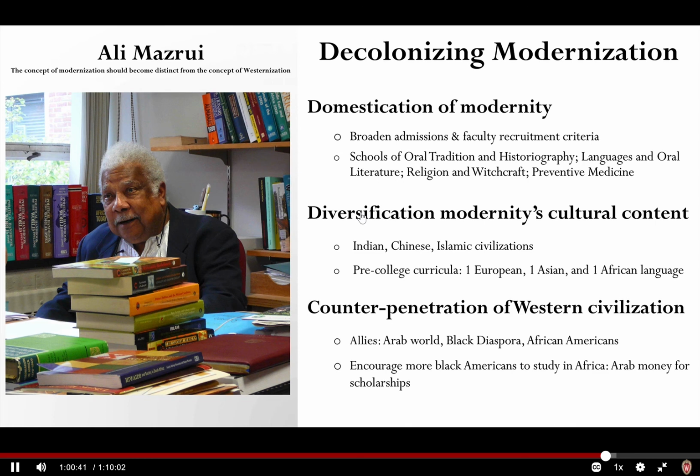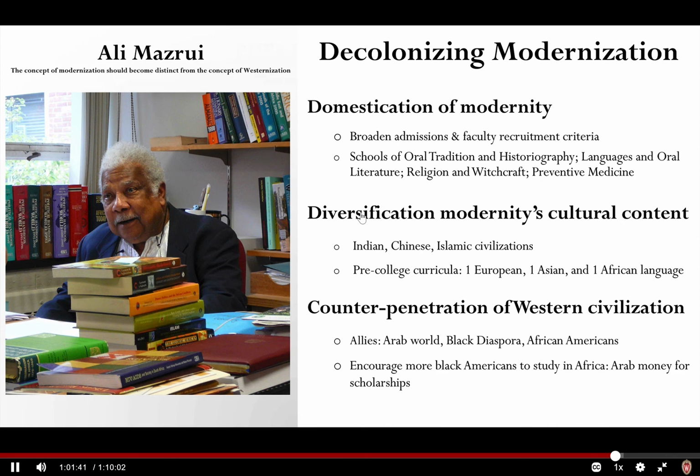Apart from domesticating modernity, he also suggests that we need to diversify modernity's cultural content. In other words, instead of focusing on Western education systems and Western knowledge systems, we need to bring in Indian knowledge systems in African universities, bring in Chinese knowledge systems, Islamic civilizations, and make them part of what we study in African universities. This might be implemented as requiring that every student going through the university has a European language, which they already have, because English or French or other colonial languages are the languages of instruction. But in addition to that, a person should learn another African language, another Asian language as well. That way we are able to tap into multiple rather than just one knowledge system.